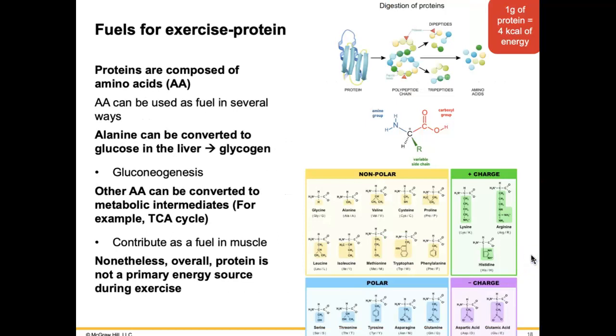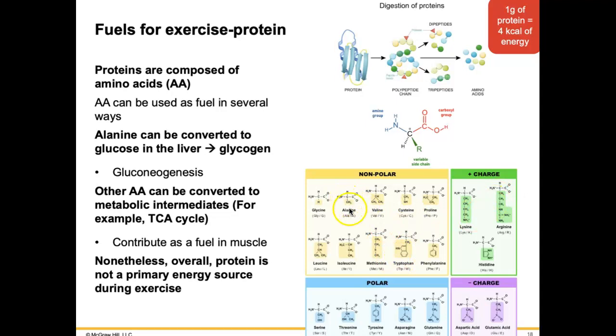Now let's get to protein. Proteins are composed of amino acids. So when we have our full protein, you could see it's folded up like this, and then we can pull some of those bonds apart and we get a polypeptide chain. If we further break those polypeptide chains apart, breaking their peptide bonds, we will eventually end up with amino acids. So here is a chart of all of the different amino acids that there are. There's 20 in total, and these could be used as fuel in several ways.